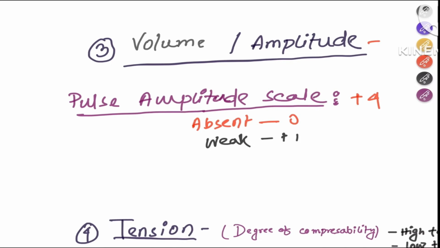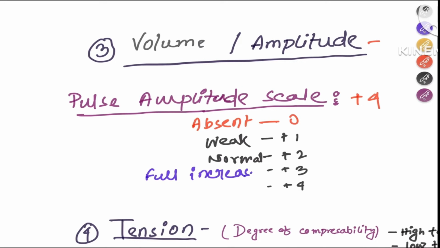Whenever you place the finger, likewise +2 is there, +3 is there, +4 is there. +2 means it's a normal one. And +3 means it's full increase. And +4 means bounding.